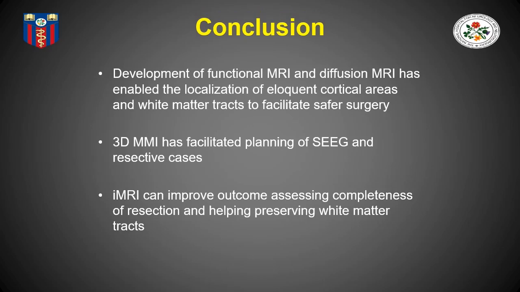The development of functional MRI and diffusion MRI has facilitated the localization of eloquent cortical areas and also of white matter tracts. And the ability to visualize these structures clearly has made surgery much safer. The use of 3D multimodality images has facilitated the planning of the cases, both of the implantation of the electrodes, but also of the resections. And the use of interventional MRI has helped to improve the outcome, being able to assess the completeness of the resection and also helping in preserving white matter tracts.